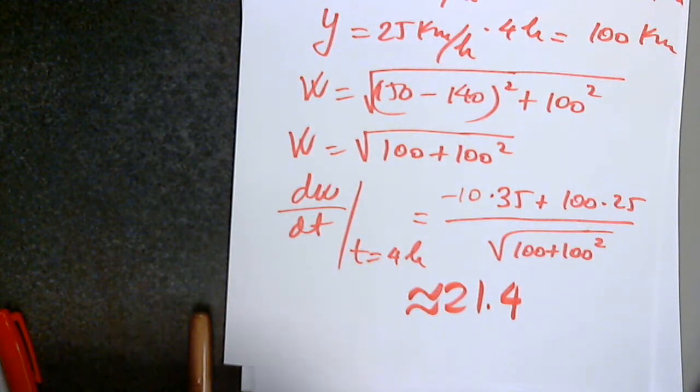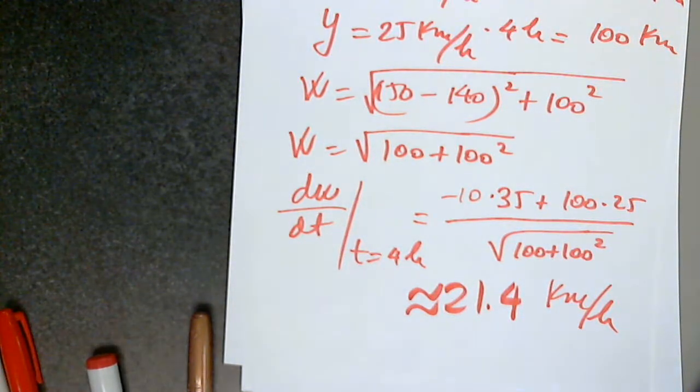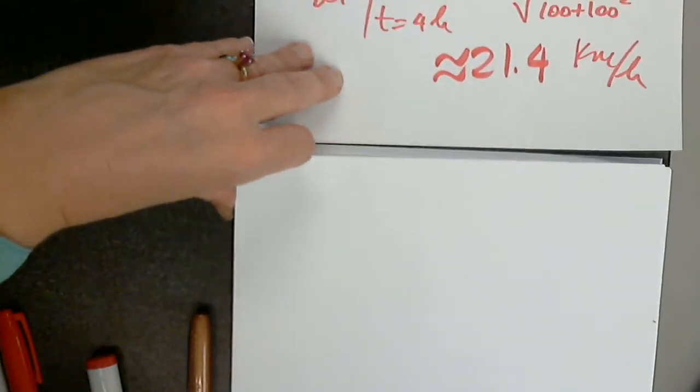It's a rate of change. Yes. So at the instant, they started at noon. 4 hours later, this distance changes at 21.4 kilometers an hour. Say it again. Transportation, computer science, physics, mechanics. Very good.